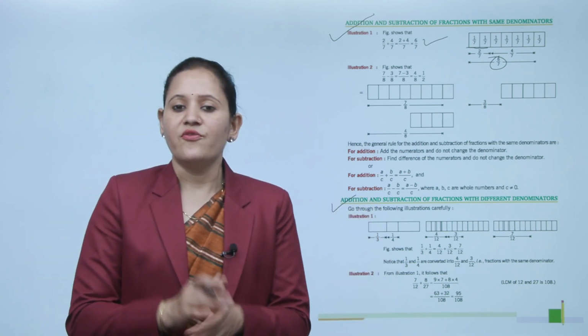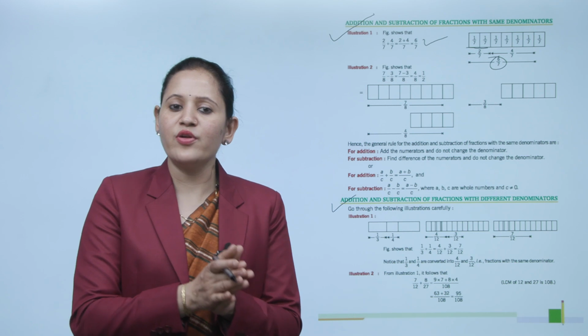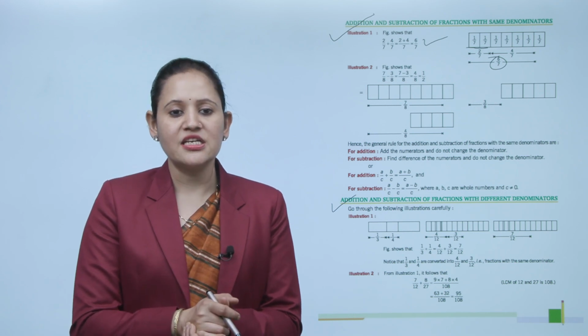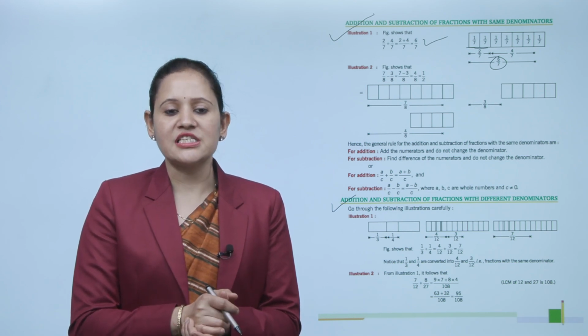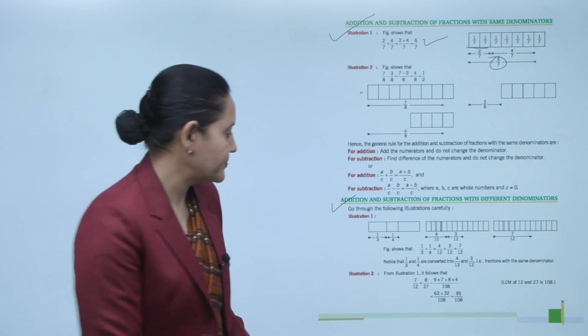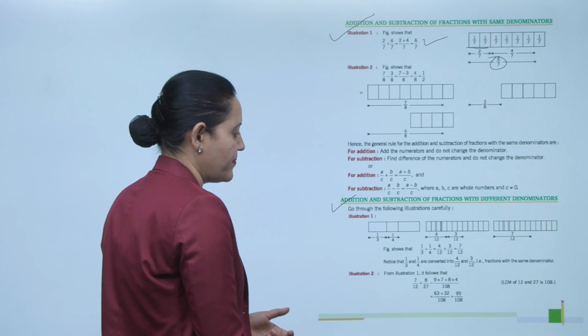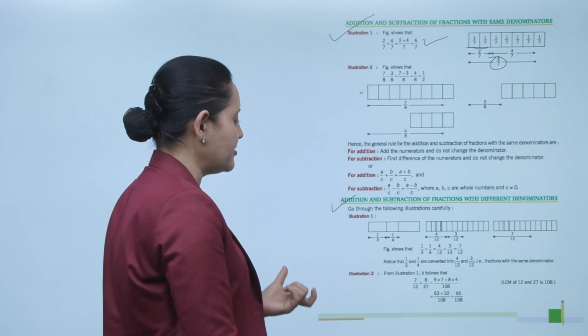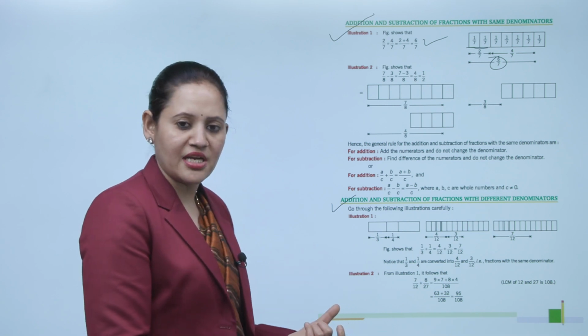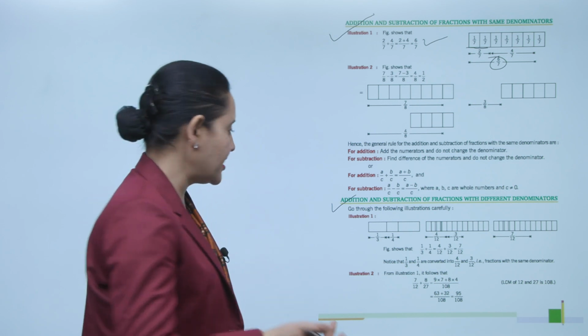Now here, when denominators are different, how will we add and subtract fractions? So go through the following illustration carefully. Illustration 1. It will represent 1 by 3 and 1 by 4. Now if we have to add them together, the denominators are not the same. So first we'll make the denominator same.